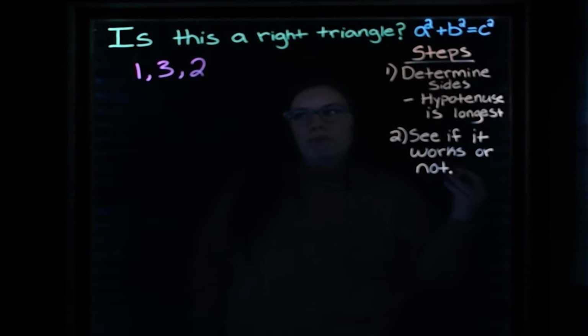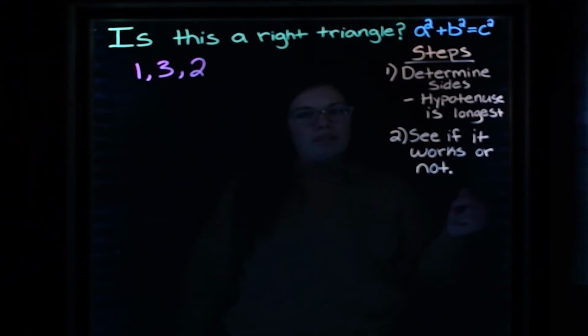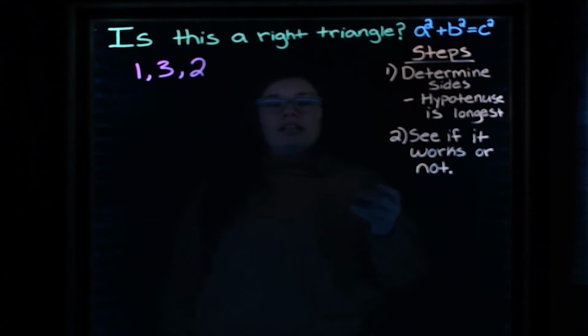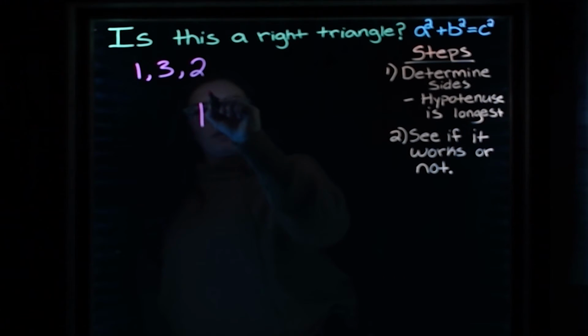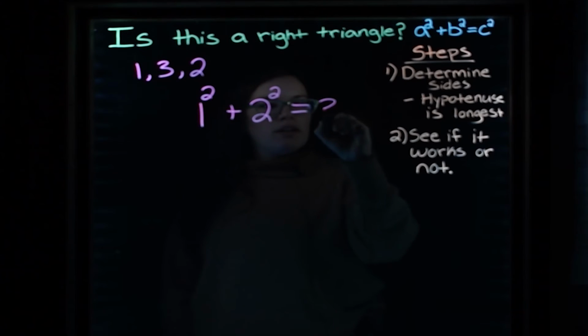So let's do one more example. I've got a new set of numbers. So my first step is I'm going to determine the sides. I know my a is my smallest and my c is going to be my longest. So I'm going to go ahead and plug it in. 1 squared plus 2 squared equals 3 squared.